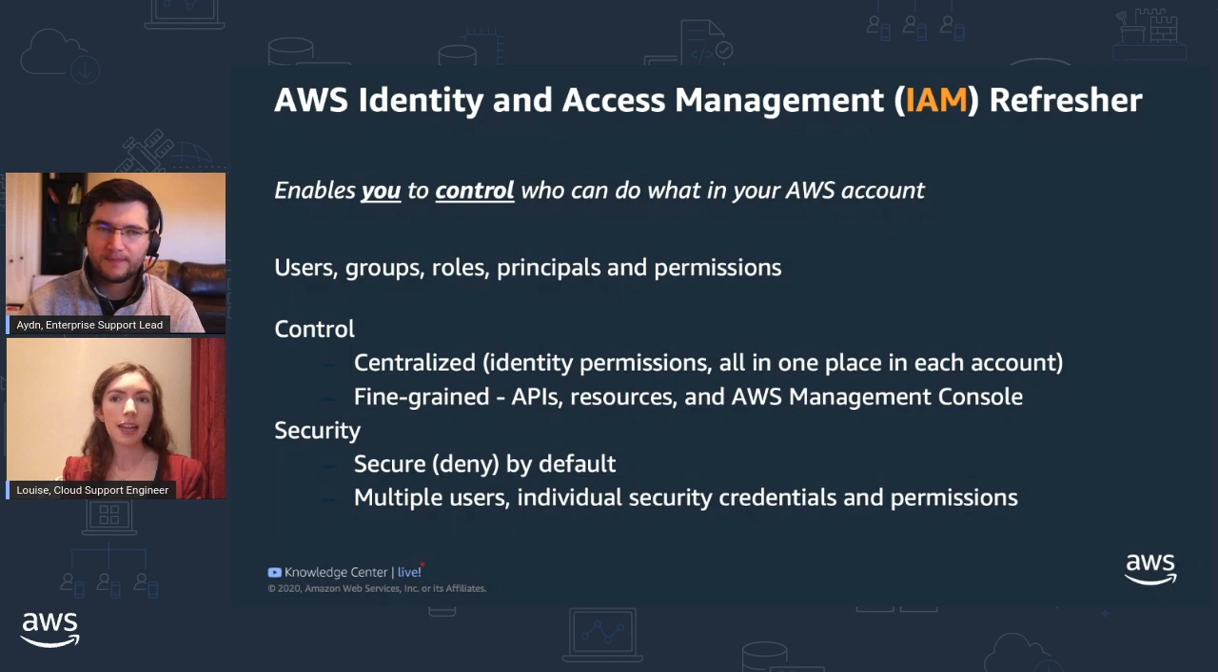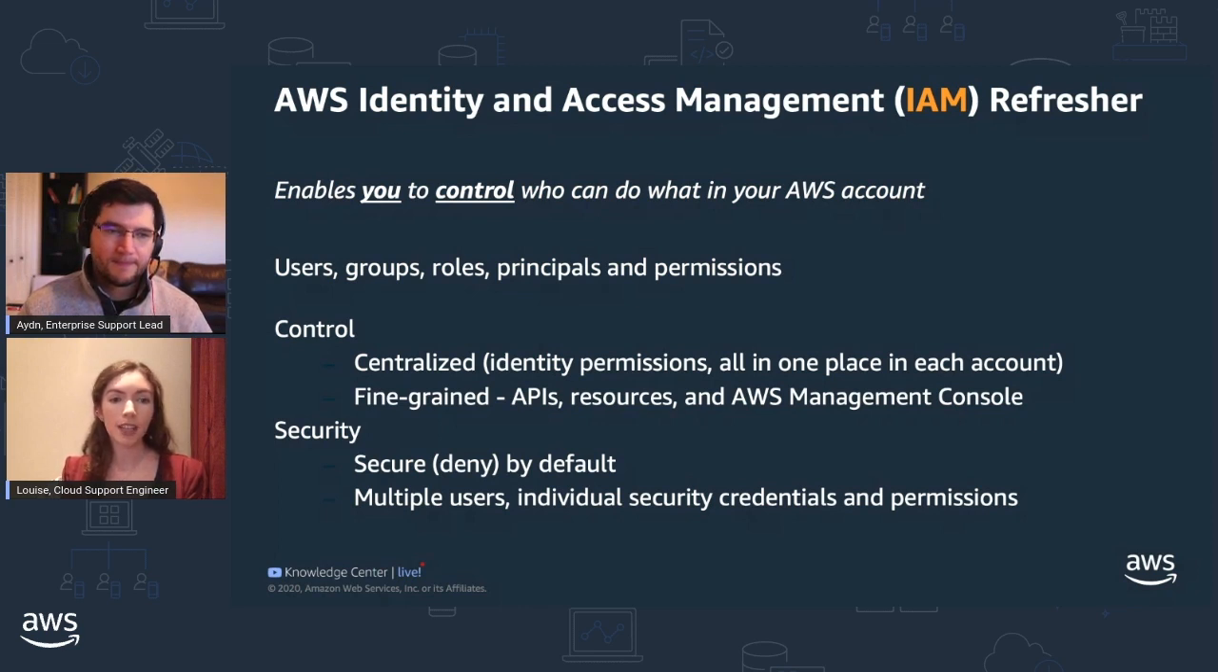So IAM is a centralized service, meaning that you can set up all of your permissions in one place. You don't need to go to the S3 console to set up S3 permissions or the KMS console to set up KMS permissions. It can all be done from the IAM console, and it's fine-grained, which means that you can specify permissions down to API level, down to resource level. You can actually also use conditions for more granular control again, which Aiden will discuss later on.